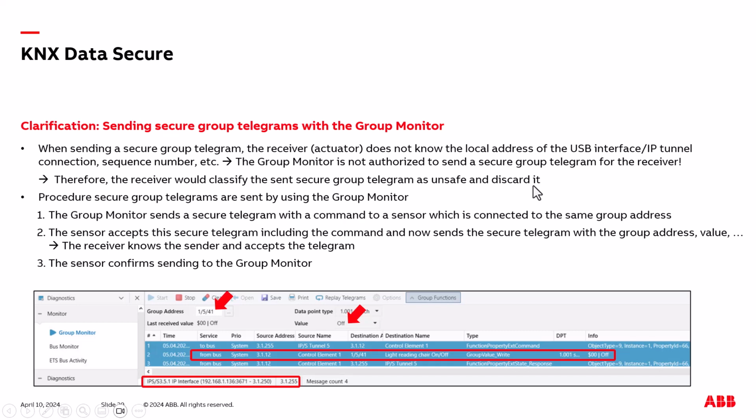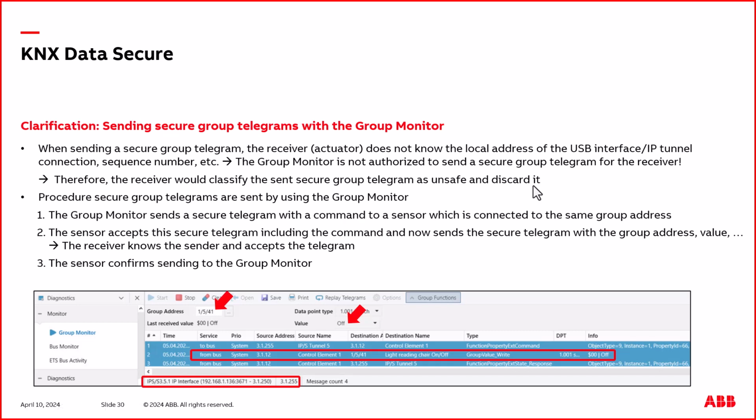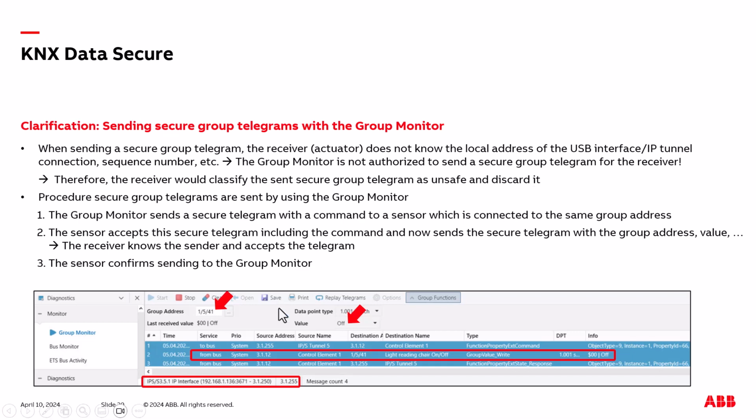Good, and then we come to another strange behavior when we send group telegrams with our group monitor. Here you can see a screenshot. I started a group monitor. I enter the group address 1541, which is my secure group address. I set the value off and I press the button to send it on KNX. So, what happens? You suddenly see 3 telegrams.